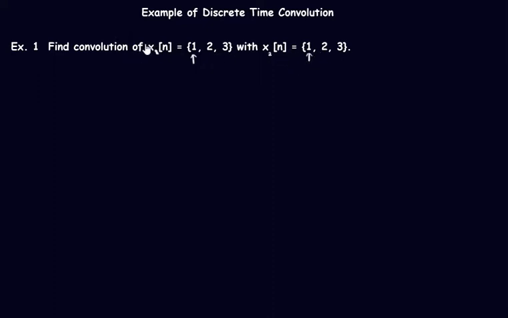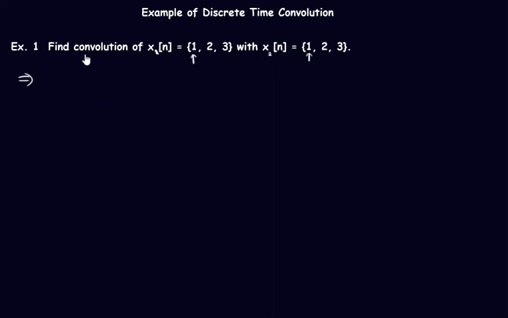So the first method is the graphical method. We will draw the graphs of these sequences using the graphical method. Let us draw our x1, then we will draw x2, and after that we will convolve both the signals.